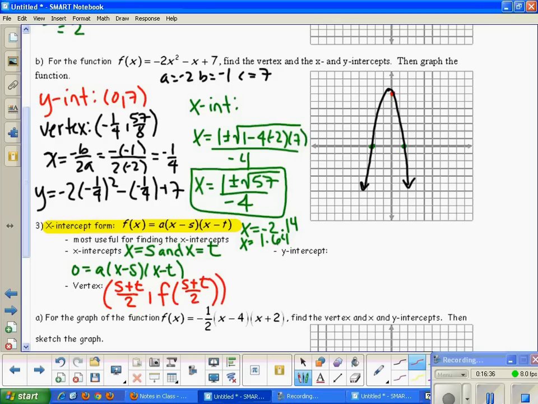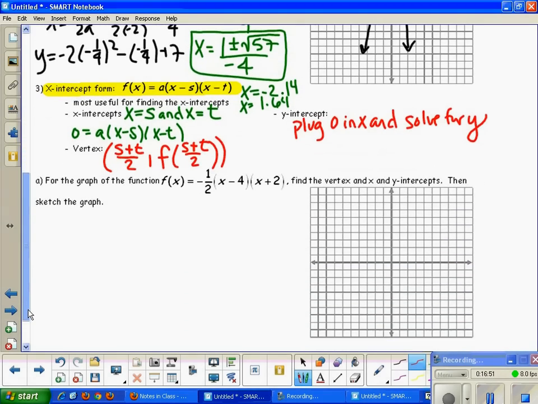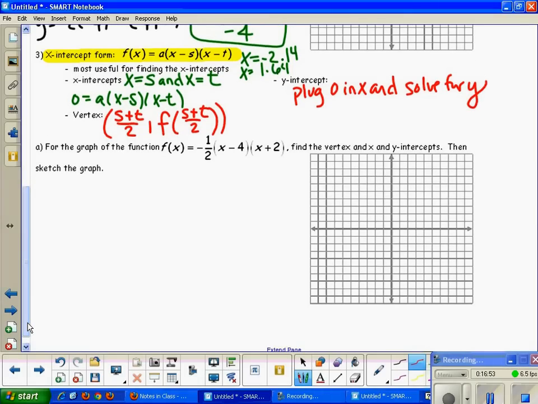And then the y-intercept, again, you plug 0 into x and solve for y. So let's go ahead and do this example for a graph. So for the graph of the function, find everything we want to find and then sketch a graph.